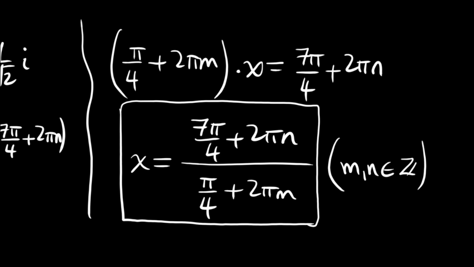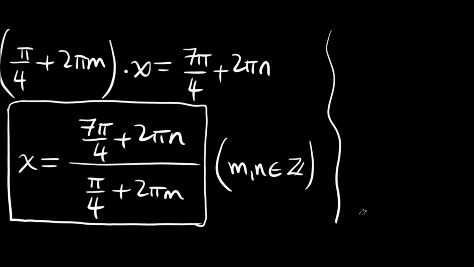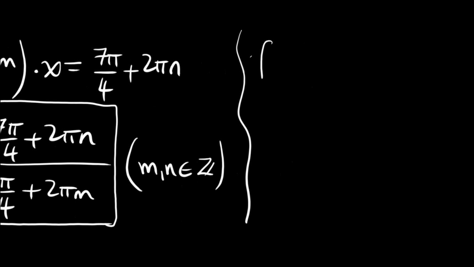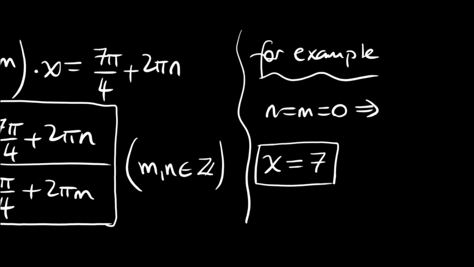Let's say for n and m being 0, for example, if n and m are 0, then x is 7. Our (1/√2 + (1/√2)i) raised to the 7th power is equal to 1/√2 − (1/√2)i.